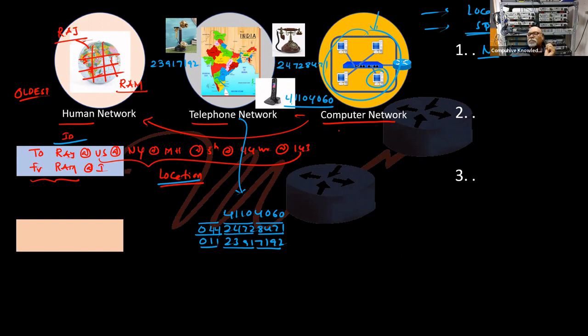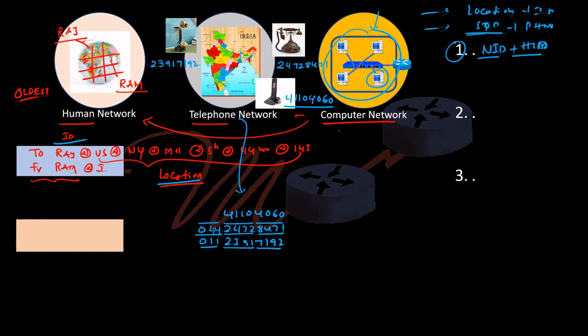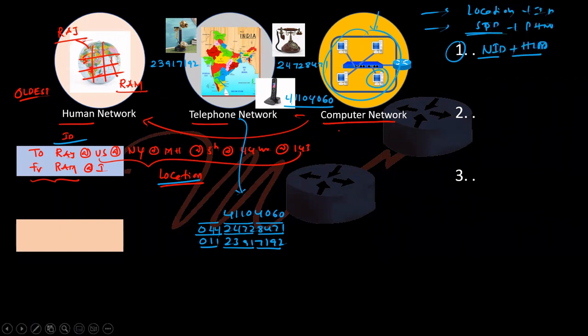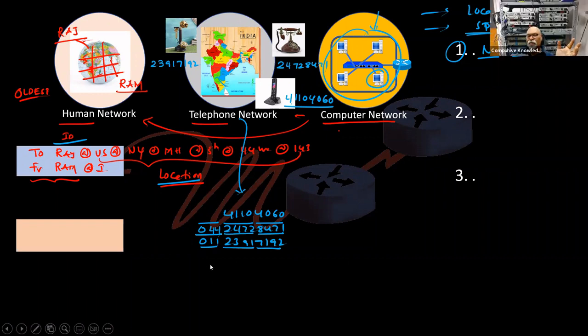Are you understanding the logic? Yes, so the first quality of an address is network ID and host ID. Are you able to understand what I'm saying? Yes, sir. Right. So the next one, see this, all of you.